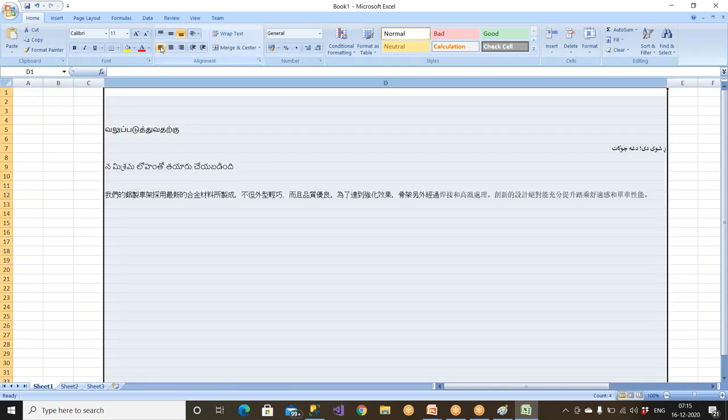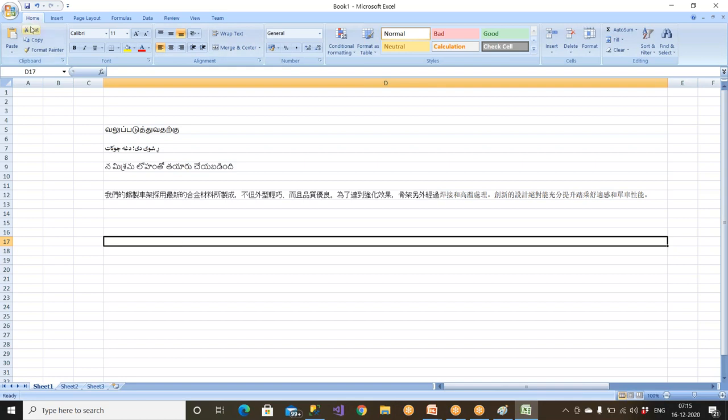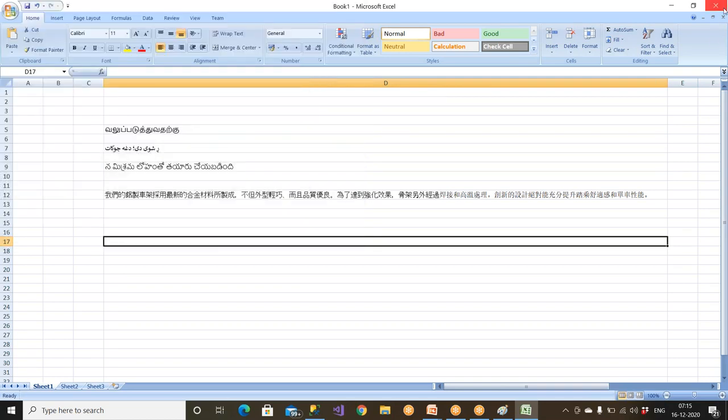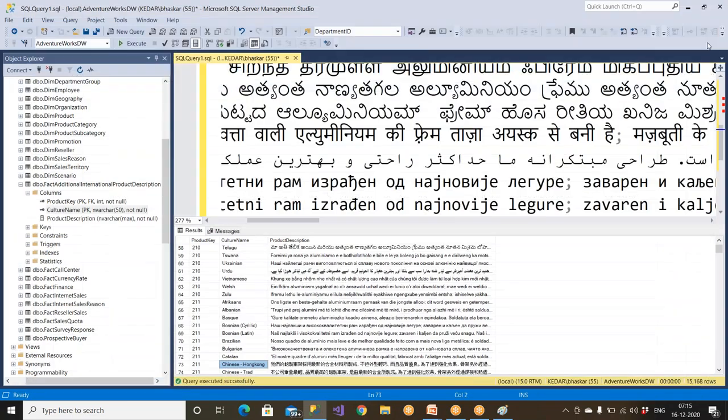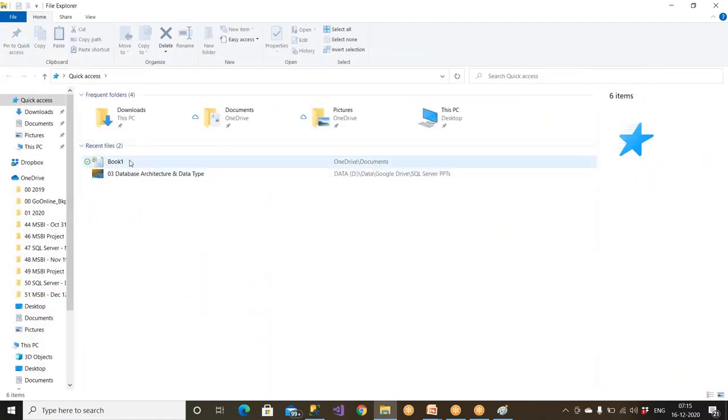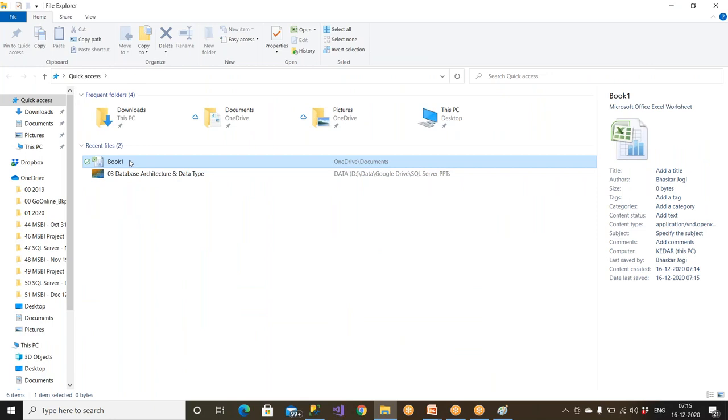Now I want to save this file. Can I save this or not? Let me save it. So I say this is Book1. I have saved it. Let me close it and open Book1 again. Where is Book1? It is stored somewhere. Let me open it.